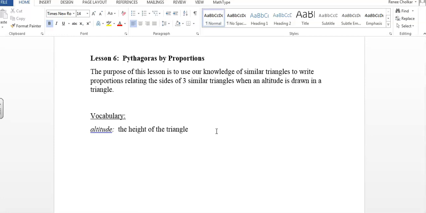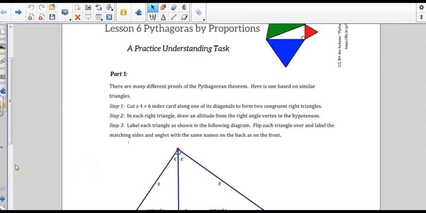In this lesson, we took a large right triangle and we drew an altitude. The altitude of a triangle is also known as the height of the triangle. In the first part of Lesson 6, we are given an index card and we are asked to cut a 4x6 index card along one of its diagonals to form two congruent triangles. I'm now going to demonstrate these steps as we did in class using an index card.